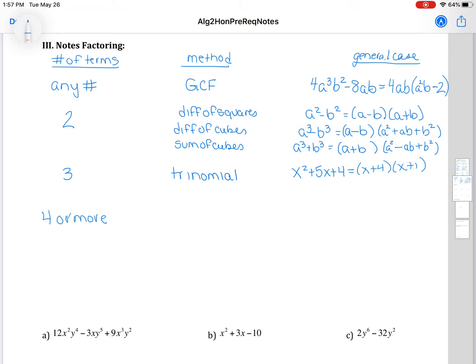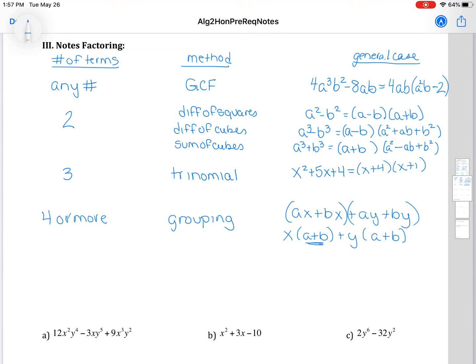All right, last and final method is if you have 4 or more terms. This is your grouping method. I'm going to give you an example. If you have ax plus bx plus ay plus by, and it says factor it, you're going to group terms. I'm going to group the first 2, and the second 2, and ask what they have in common. The first 2 have an x with an a plus b left over. The second 2 have a positive y with an a plus b left over.